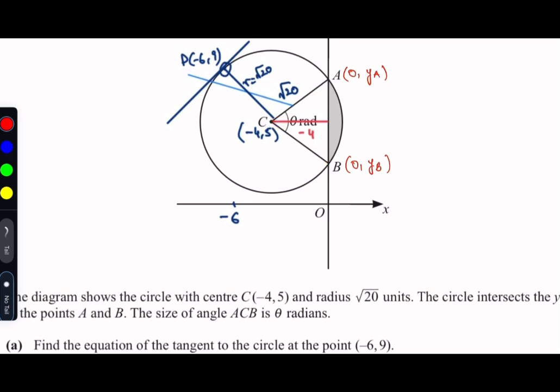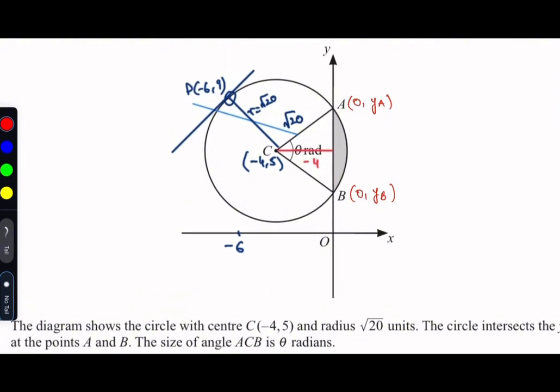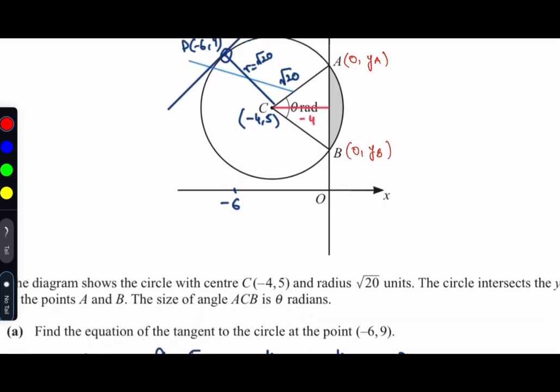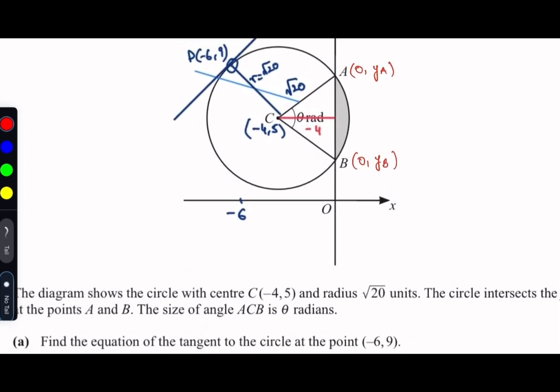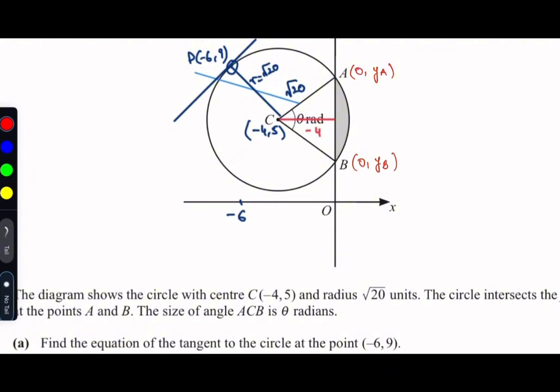Find the equation of the tangent to the circle at the point -6, 9. So -6, 9 approximately can be here, and this is the tangent that we can have at this point. We are supposed to get the equation of the tangent. So to get the equation of the tangent, the first thing I should have is the point, which I already have as -6, 9. The second thing is the gradient value.